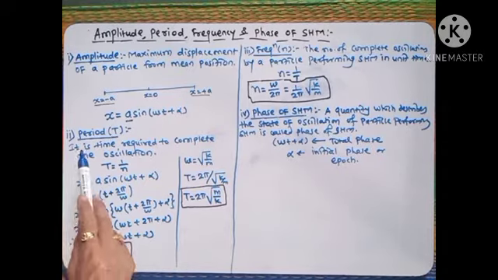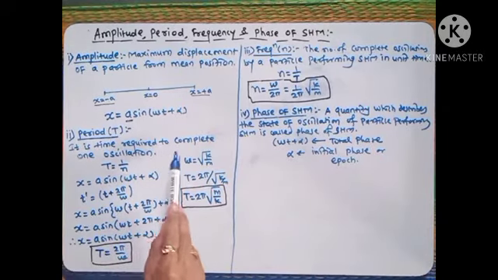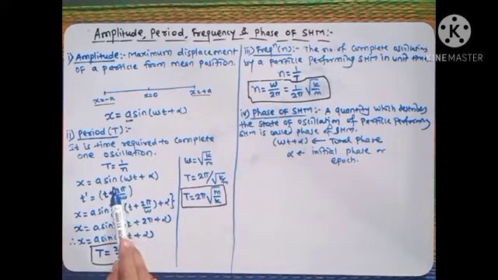Now we consider the second one, period T. It is the time required to complete one oscillation. T we can also write as periodic time. Period is the reciprocal of frequency, T equal to 1 upon n. Now we have to obtain its formula. See here, x equal to a sin omega t plus alpha. This is the original equation of SHM.